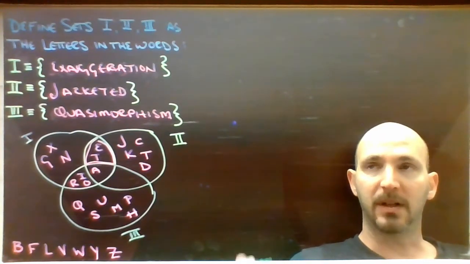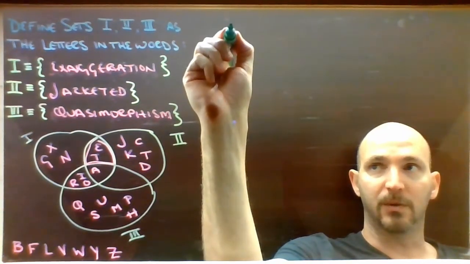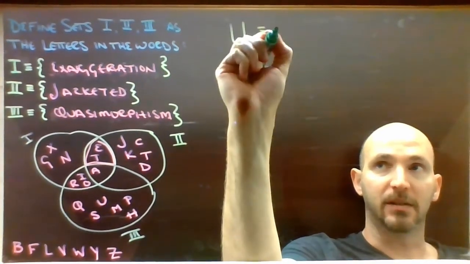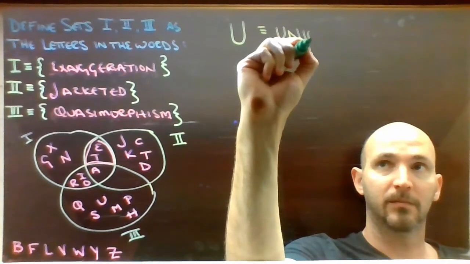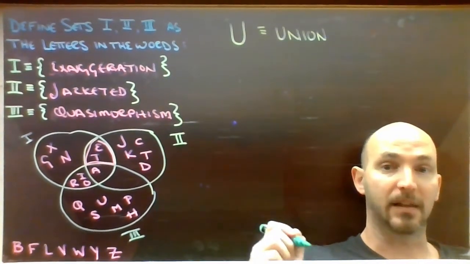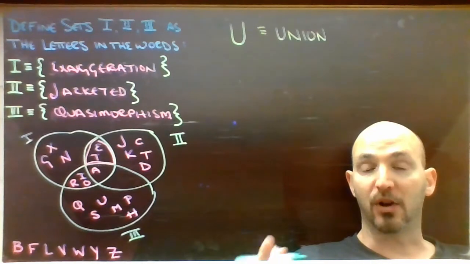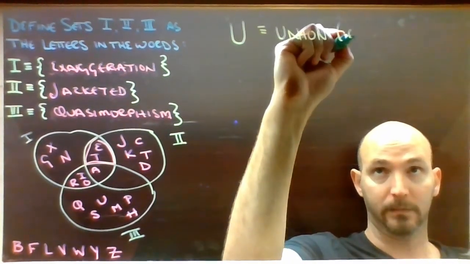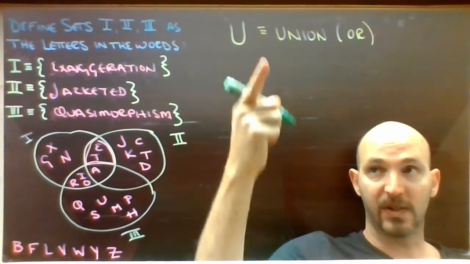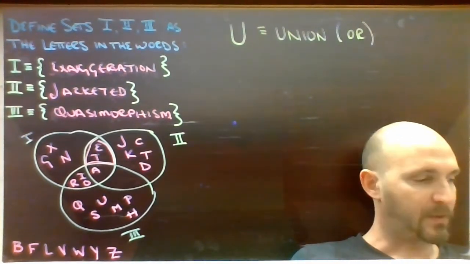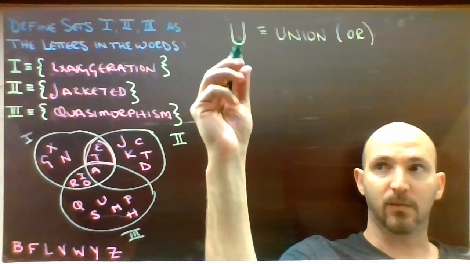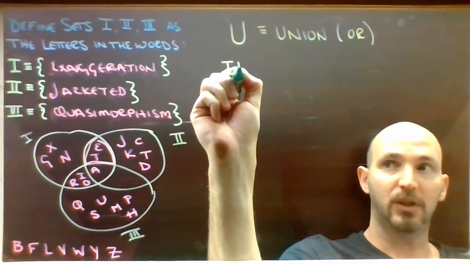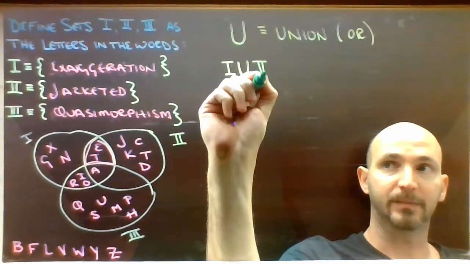So the first symbol that we need to talk about is this big U here. The big U means union. The union of two sets. The way that you're going to interpret that in English language instead of using this word is the word or. So if you see that, it's saying or. So the first set that we're going to look at is what's contained in the set 1 unions with 2.